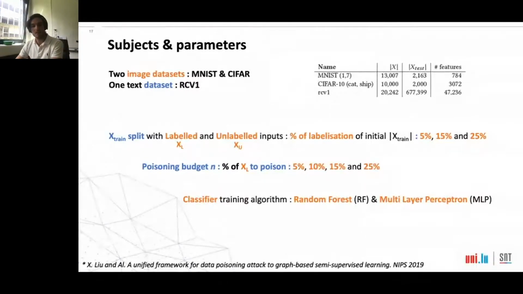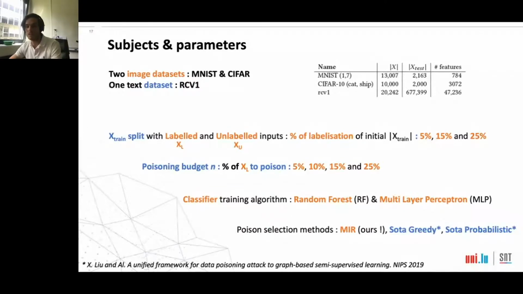Then the classifier training algorithms to perform induction were the pre-established random forest and multi-layer perceptron. And finally, the poison selection methods that we used were the MIR, so our method, and the state-of-the-art greedy and probabilistic methods. Both state-of-the-art methods come from the same paper accepted in NeurIPS 2019, whose title can be seen at the bottom of this slide, and I can repeat it afterwards if interested.